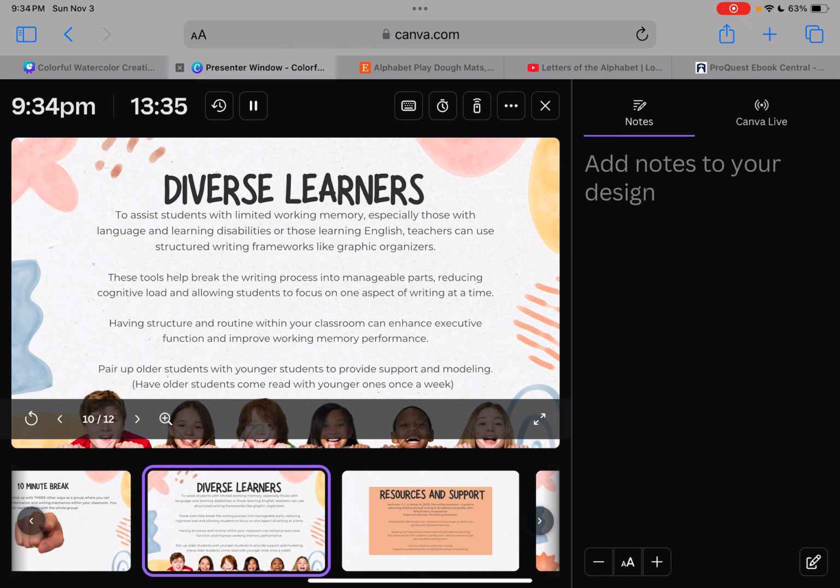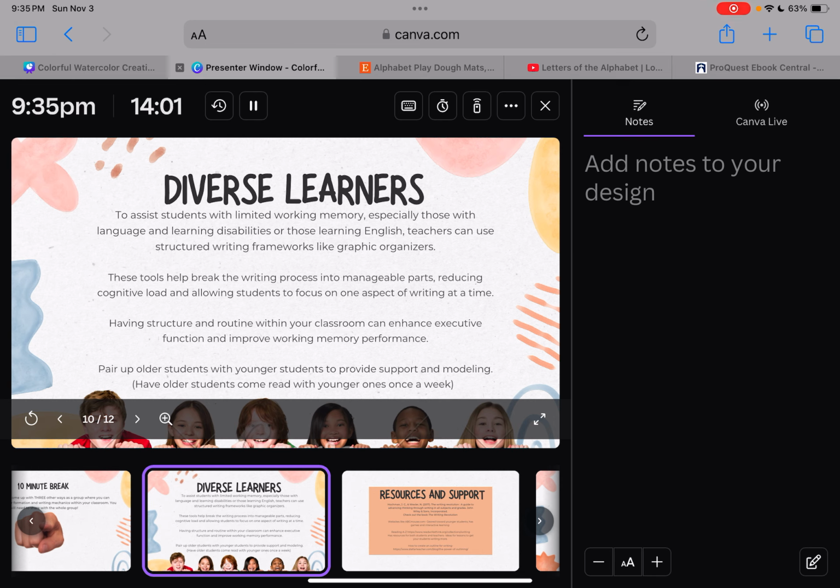You can still continue to use structured frameworks like graphic organizers with those students. You just have to tailor it to how old the student is. Again, if you have a 4-year-old, you're probably not going to use a super detailed graphic organizer, but you could use a visual schedule. You can use a visual for those students within your classroom.